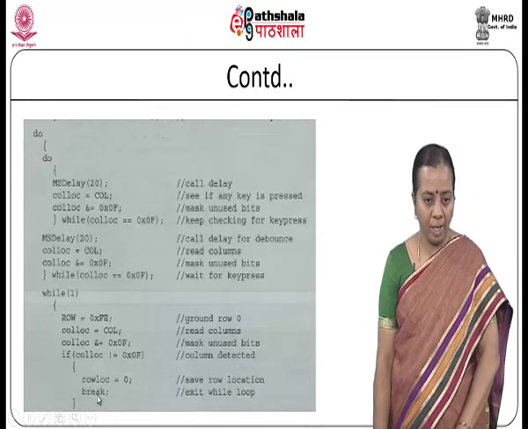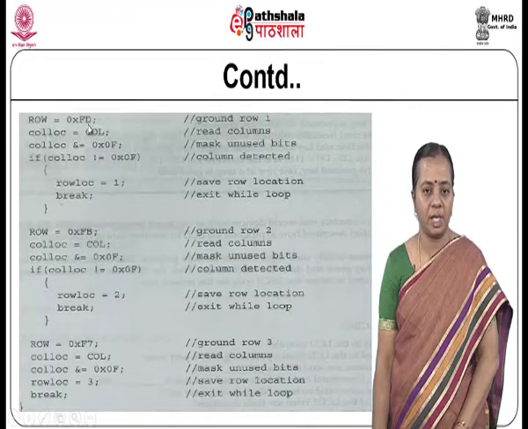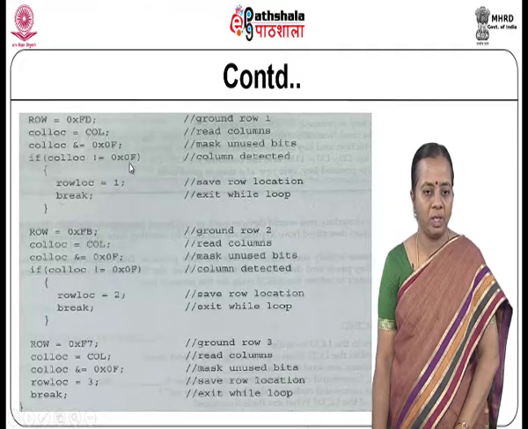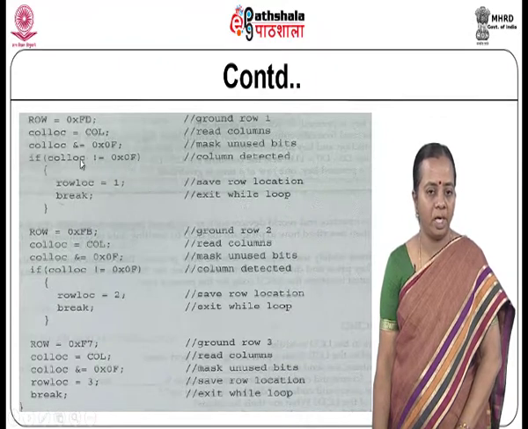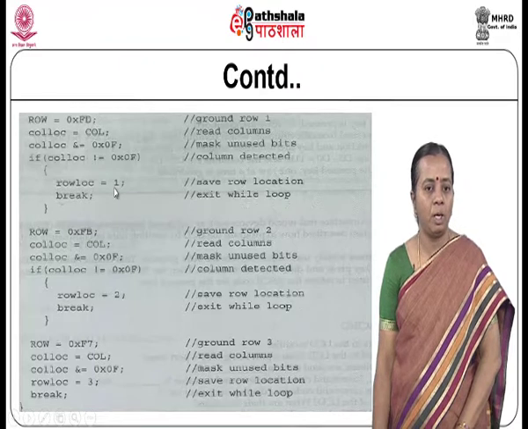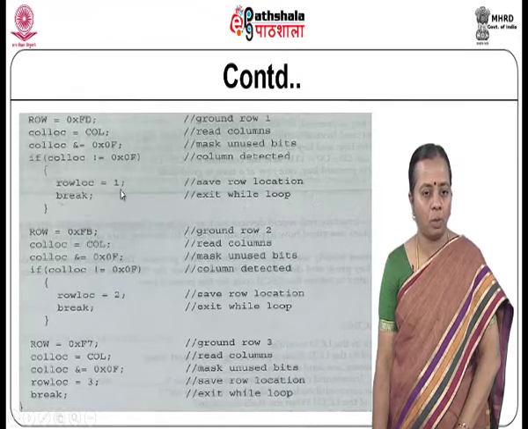That way we will be making rows equal to FD, that means the next row, row 1, is grounded. Now you read the column and check with the mask 0F, so that the lower bits are there. You check whether it is 0F. If it is 0F, then nothing is pressed over there. If it is not equal to 0F, then something is pressed, so we will find that row equals 1. So if I have assigned the row, whether it is 1 or 0, then I have to break and come out.